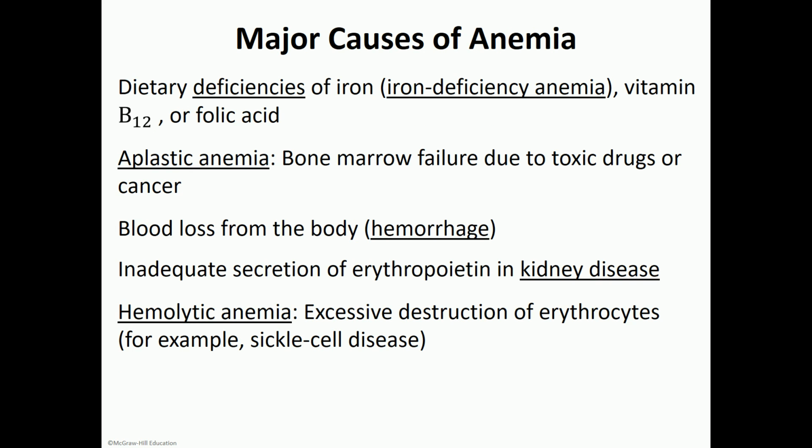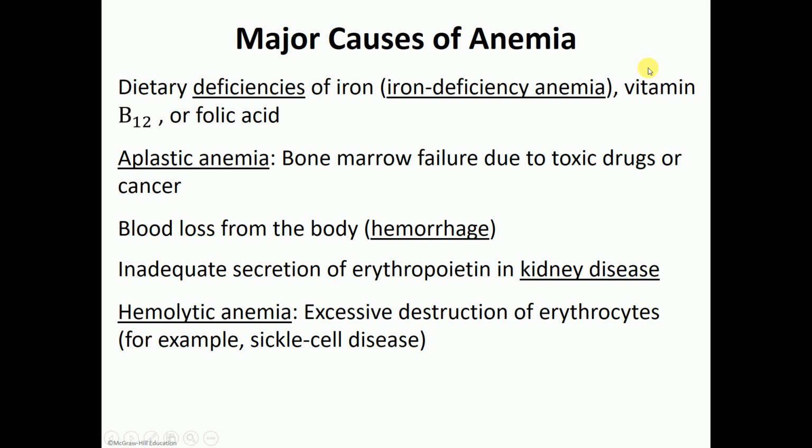Now, the major causes of anemia. We talked about one specific kind, a genetic cause that led to hemolysis, or the destruction of the RBC, and we called that hemolytic anemia, due to the excessive destruction of erythrocytes. In the case of sickle cell anemia, that destruction was stimulated by hypoxia. But there are other more common causes of anemia. For example, dietary deficiency of iron, B12, or folic acid, which we needed in order to make healthy RBCs. Iron deficiency anemia is actually the most common cause of anemia.